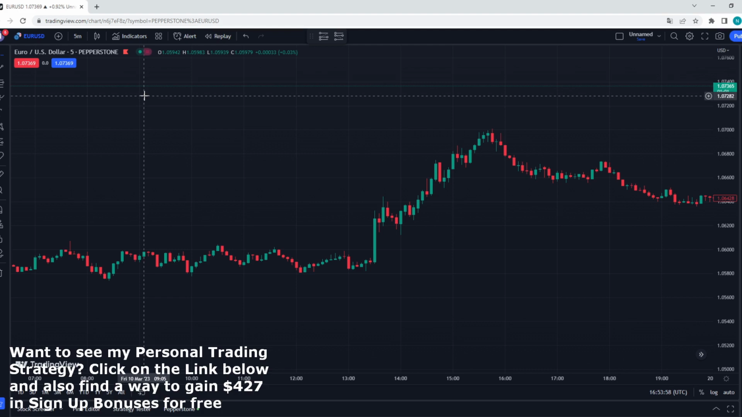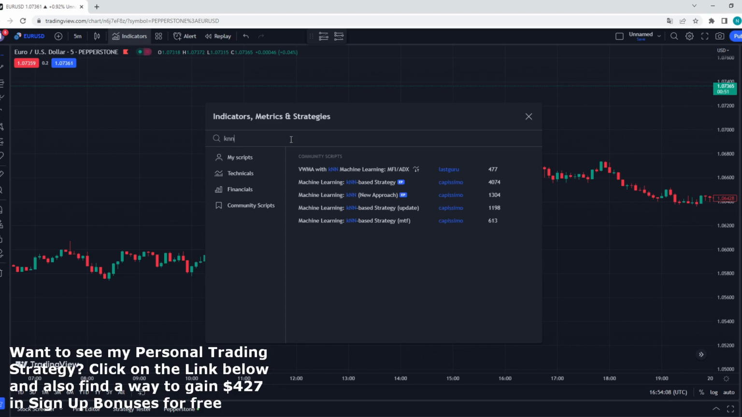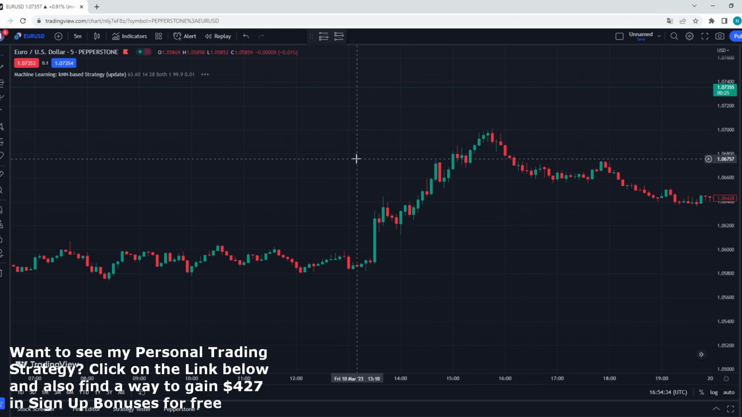The first indicator we need is the KNN based strategy indicator. So we will load this in. For this you click over here in the indicator section, then you type in KNN. And when you type in KNN, then you see already machine learning KNN based strategy. As you can see, here are, let's say, 4 different indicators, and we need the updated strategy. So this one, the machine learning KNN based strategy, and then in parentheses, update. This indicator we will load in right away.